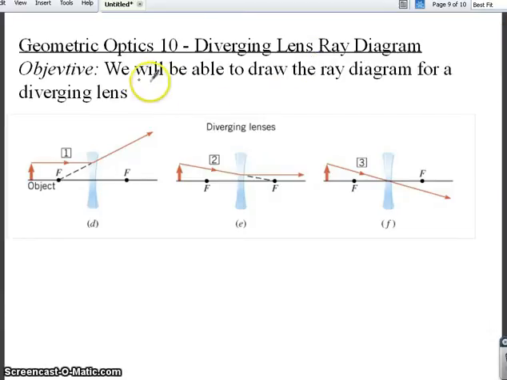And just like we did with a concave mirror and a converging lens, a diverging lens is kind of similar to a convex mirror. So if you know convex mirrors, diverging lenses are going to be pretty simple.